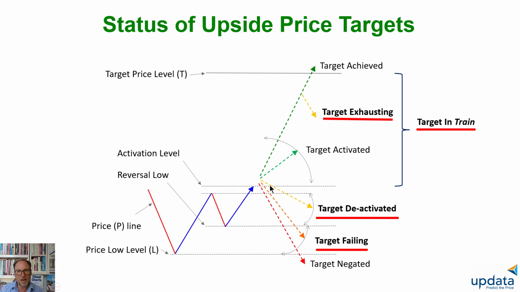Of course, we move about. But if we move back below the activation level, it's a little bit of a warning that the target is deactivating. We move back below this low, making a lower low than the pullback level, then the target is failing. And if we pull back below this level, then the target is completely negated. And we'll talk about that in a minute. But that means that all these bulls that drove that initial buying thrust have left. And so the target is negated.